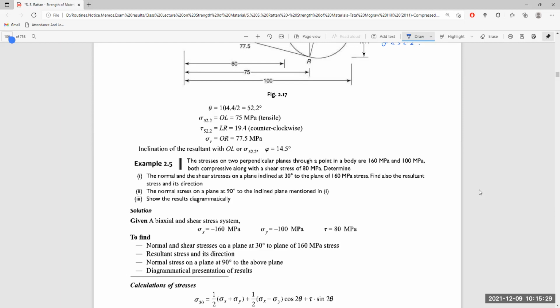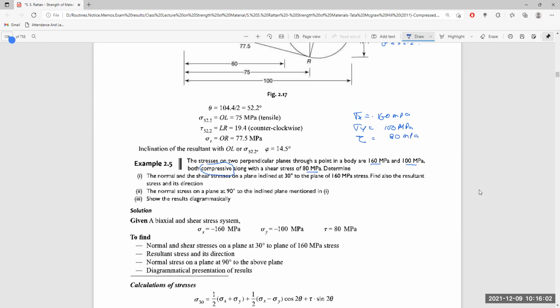The stresses on two perpendicular planes through a point in a body are 160 and 100 MPa, both compressive, along with a shear stress of 80 MPa. So we have sigma x 160 MPa, sigma y 100 MPa, and tau, which is 80.